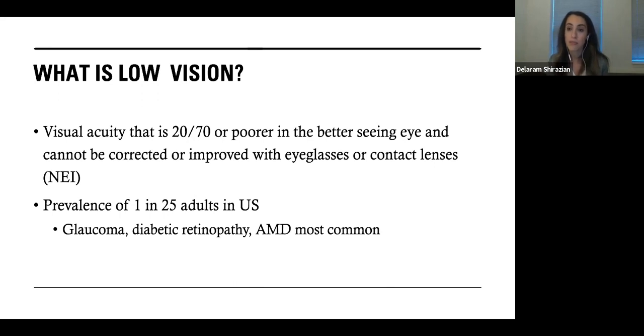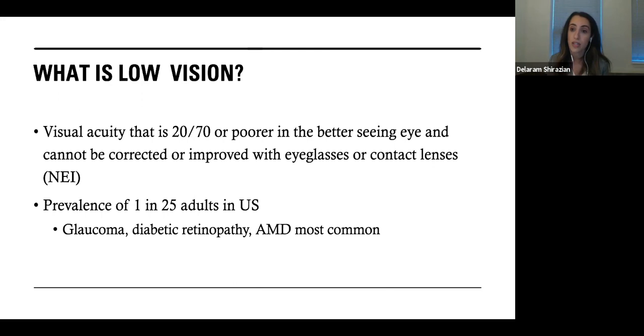20/70 means that someone with 20/20 acuity could stand 70 feet away from an object and be able to see it, whereas someone with 20/70 acuity would have to be standing at 20 feet, so much closer, in order to see that object. Low vision is quite common in the United States.